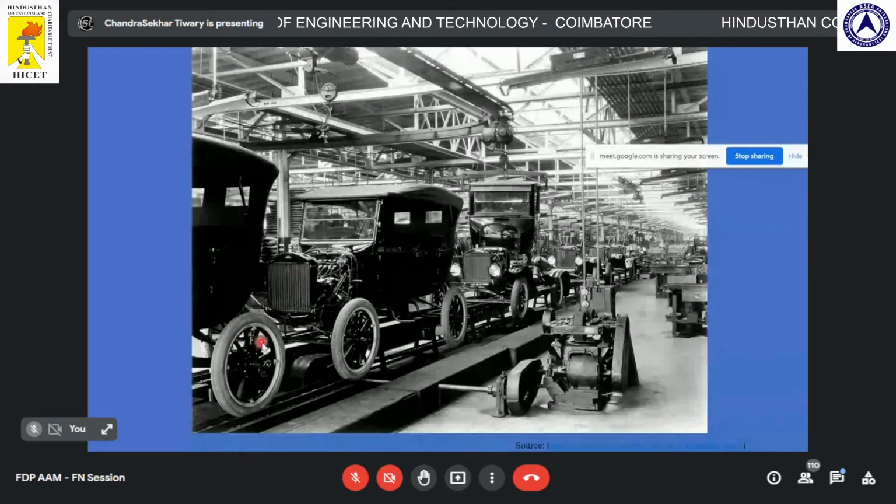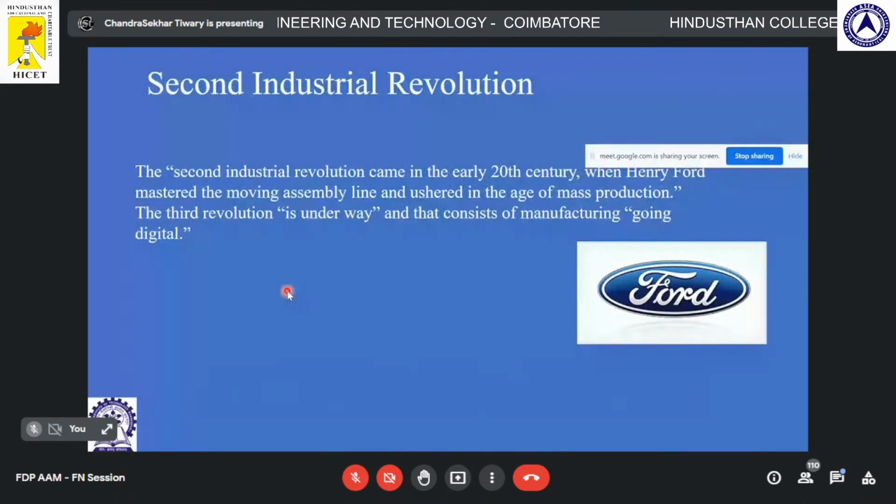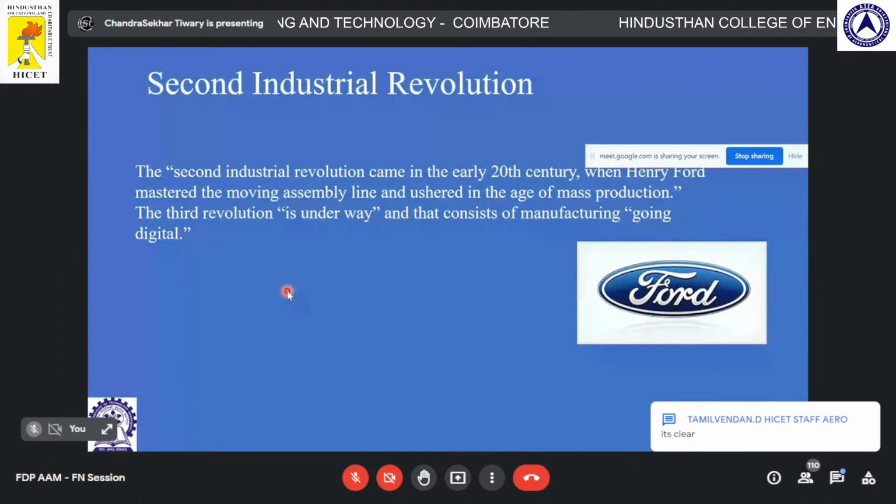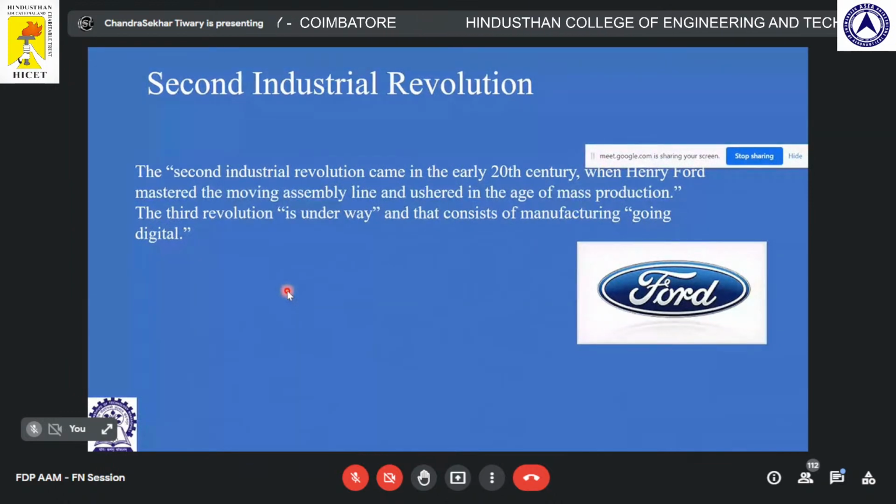A lot of changes happened, and that's where the second industrial revolution came. And today we can see that in every segment we have so many cars, so many varieties, and every 6 months now every car company needs to update their cars and so on, right? So that was the second revolution.